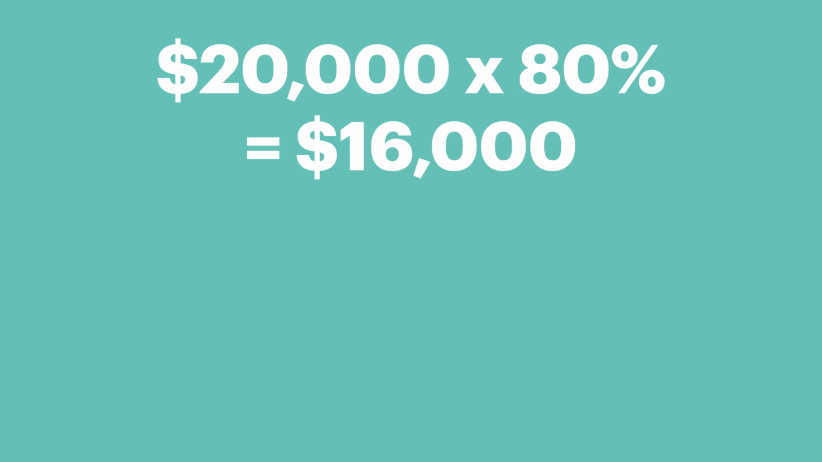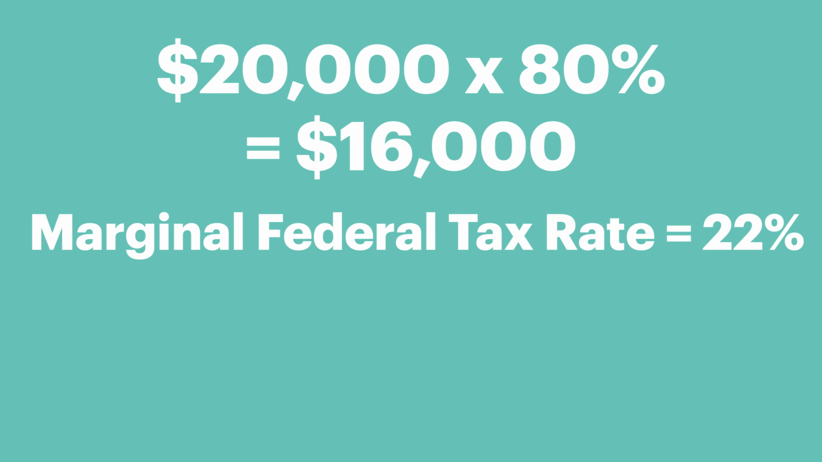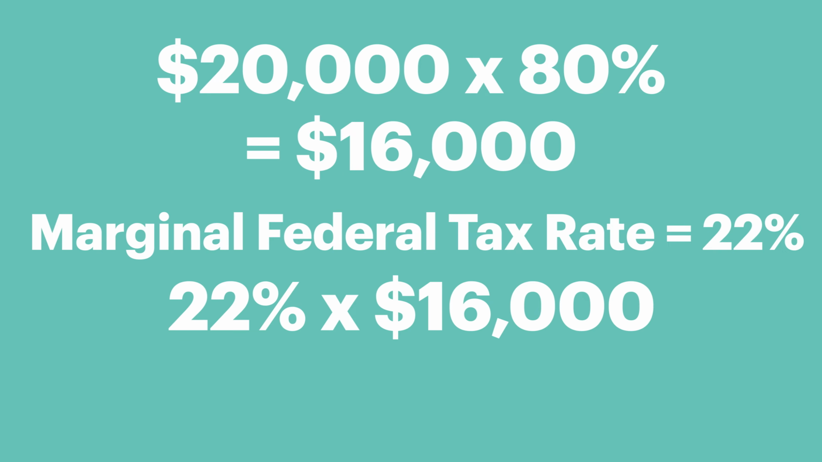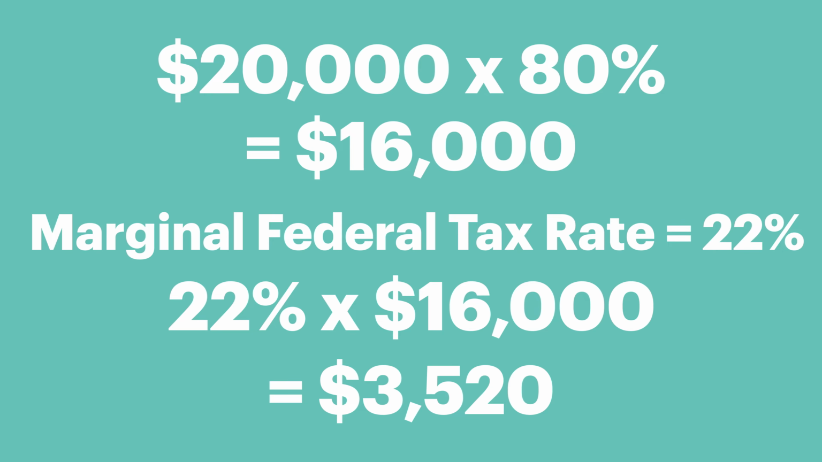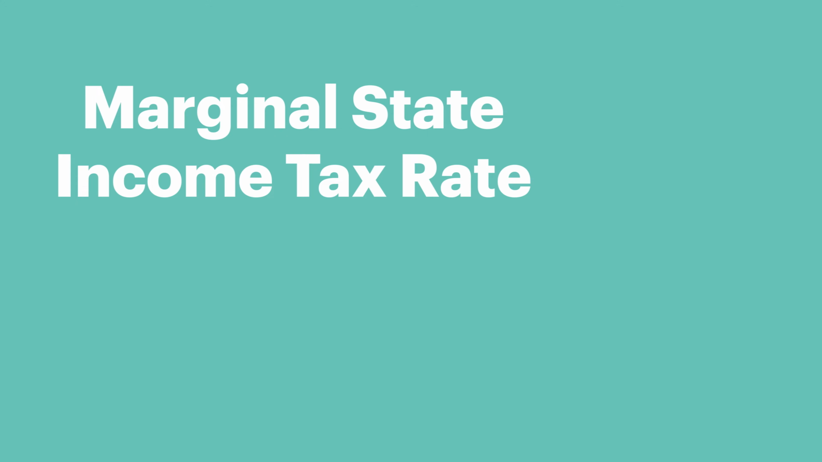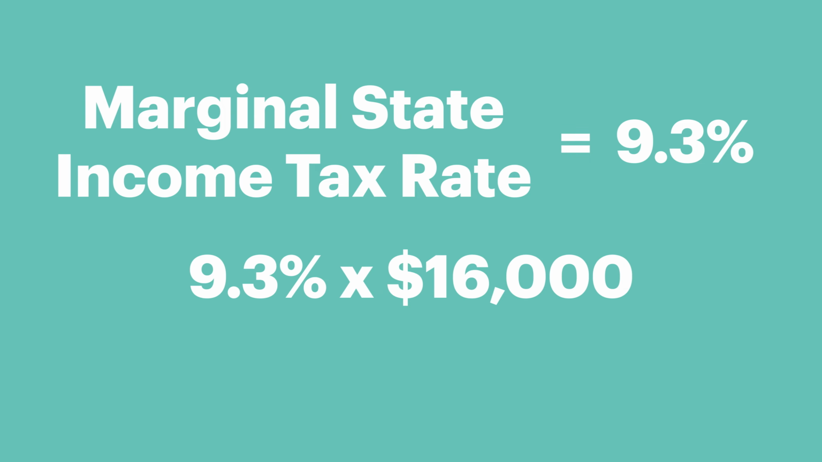Then we determine the taxes you owe on the $16,000 distribution. So for federal income tax purposes, your marginal tax rate, if you're single, you take the standard deduction, all the assumptions I said, is 22%. So 22% times 16,000 is $3,520. Now, what about state taxes? So assuming you live in California at an income of $65,000 a year, let's say your marginal state income tax rate would be 9.3%. So 9.3% times $16,000 is $1,488.